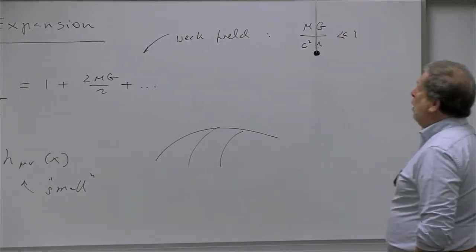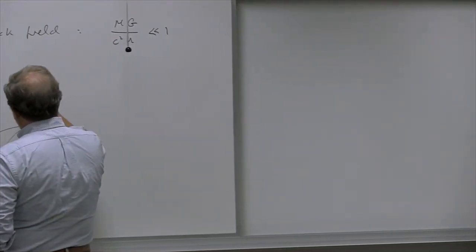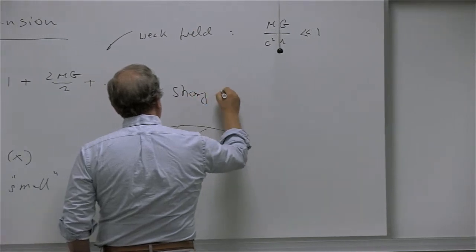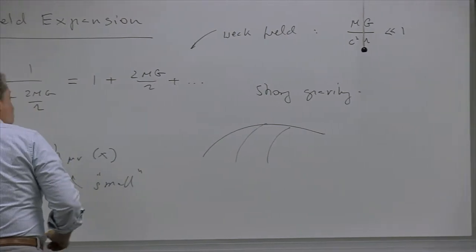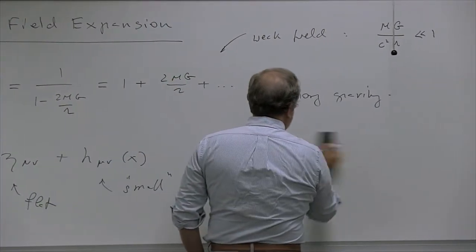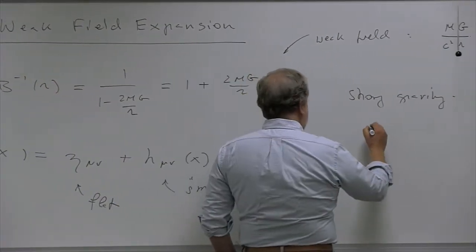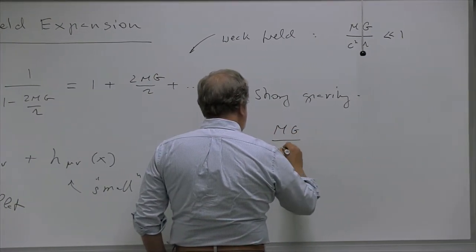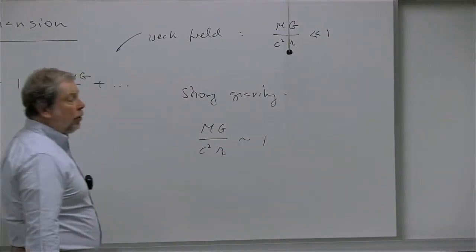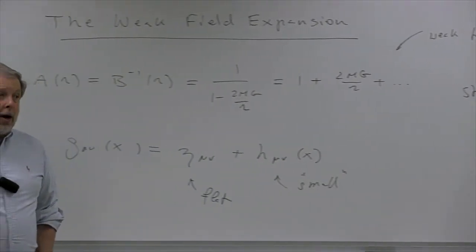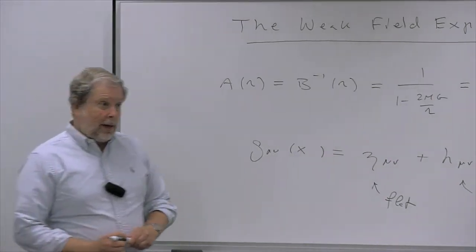This is small. And so that means that we have, of course, another regime, which is the regime of strong gravity. The regime of strong gravity is one where this condition is not met. So strong gravity is a regime in which MG divided by c squared r is of order 1. And that is clearly the regime that cannot be reached by using the kind of expansion that we are going to be doing in a little bit.